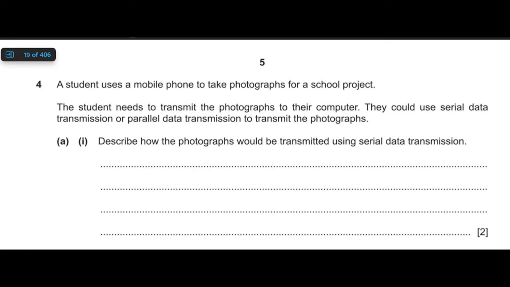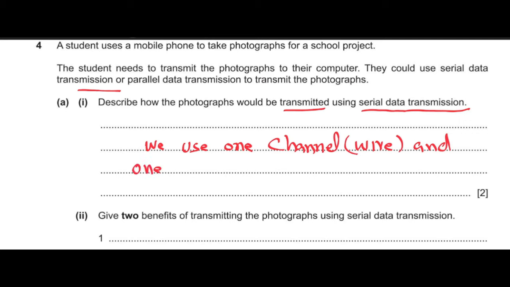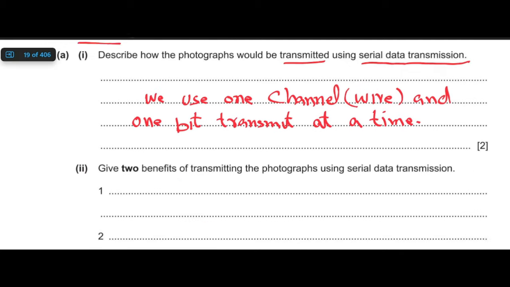Question number 4. A student uses a mobile phone to take photographs of a school project. The student needs to transmit the photographs to their computer. They could use serial data transmission or parallel data transmission. Describe how the photograph would be transmitted using serial data transmission. In serial, we use one channel or one wire, and one bit is transmitted at a time.